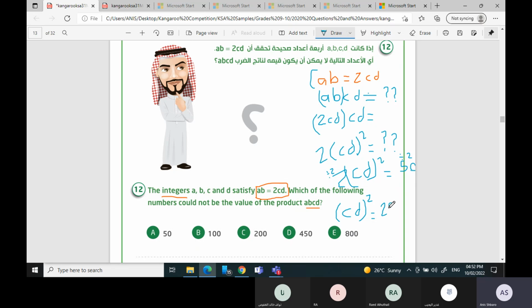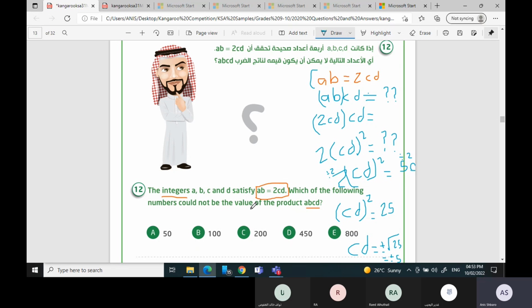Now, in order to get rid of the power 2, I need to apply the square root on both sides. So it's radical here and radical here. Of course, CD will be equal to plus or minus radical 25. And of course, the radical 25 is equal to 5. So it's equal to plus or minus 5.